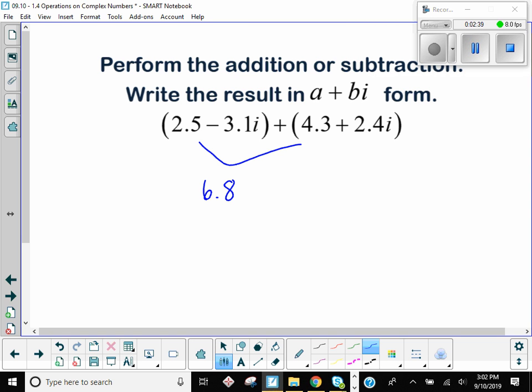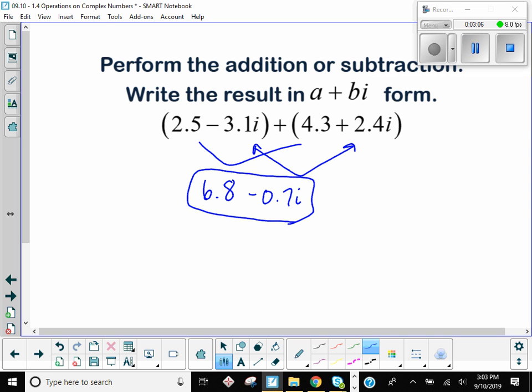And then the imaginary parts are the other things. Negative 3.1i, 2.4i. When you're combining like terms with i, it's kind of like you would any variable, x, y, or z, even though technically i is not a variable. So when you combine these two pieces, negative 3.1, positive 2.4 is a negative 0.7i. And that's it. That is your answer.